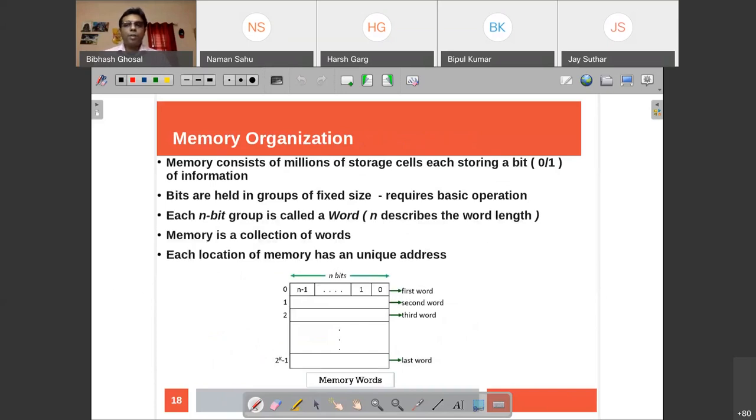What is memory and how does it look? What is the view that the computer gets of memory? Memory consists of millions of storage cells. It's a storage, after all. So there are a number of storage cells, and each one stores a bit, which is either a 0 or a 1. This is the structure, a view of the memory.